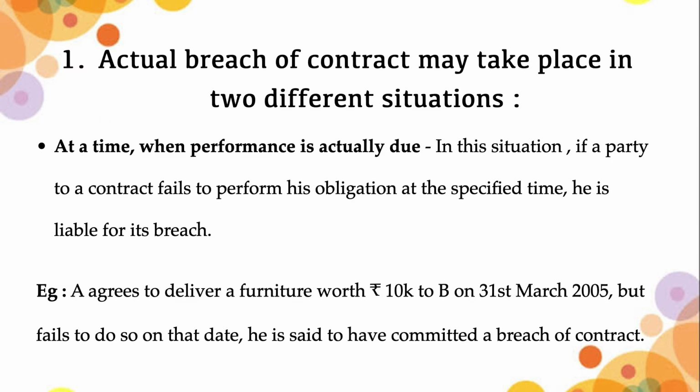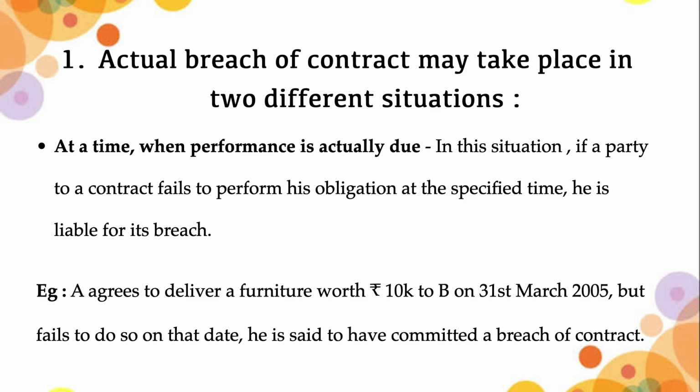What is actual breach of contract? This can take place in 2 ways. First, at a time when performance is actually due. So you are yet to perform the contract. It is yet due. In this situation, if a party to a contract fails to perform his obligation at a specified time, he is liable for his breach. Example, A agrees to deliver furniture worth rupees 10,000 to B on 31st March of 2005, but fails to do so on that date. He is said to have committed a breach of contract.